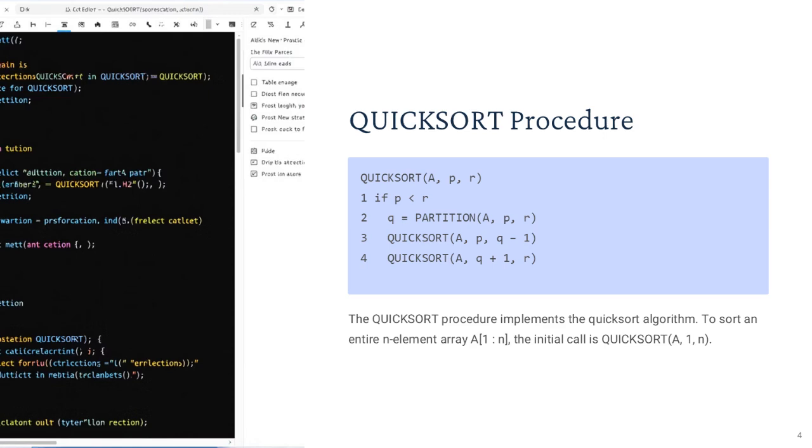To sort an entire array of size n, the process is initiated with Quicksort of A[1, n]. This recursive breakdown continues until each subarray reaches the base case of containing a single element or no elements, at which point the recursion terminates. The elegance of Quicksort lies in its simplicity and the efficiency of its divide and conquer methodology.